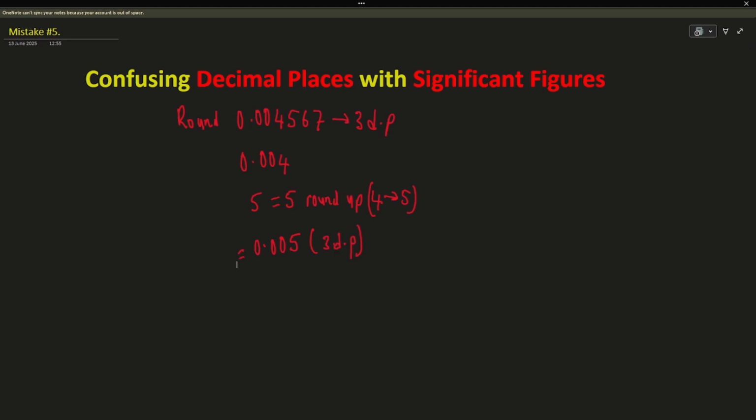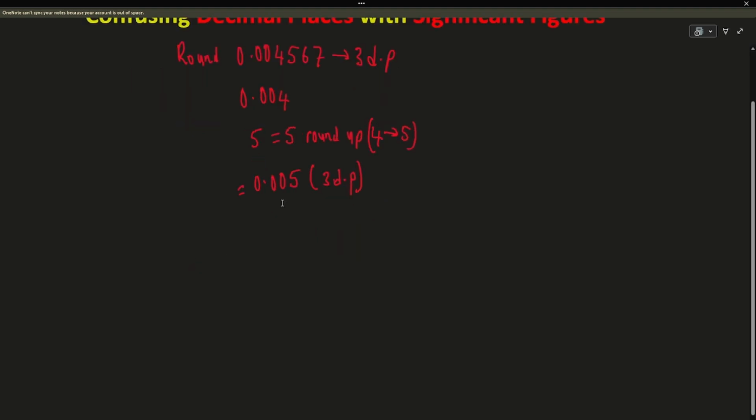So what about significant figures? Now let's round this same value to 3 significant figures. Let's round 0.004567 to 3 significant figures. Now, the 3 significant figures are the first 3 non-zero digits. So we are keeping 0.00456. Now, this is the number we'll be rounding.